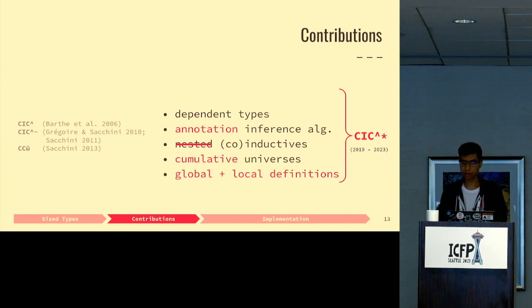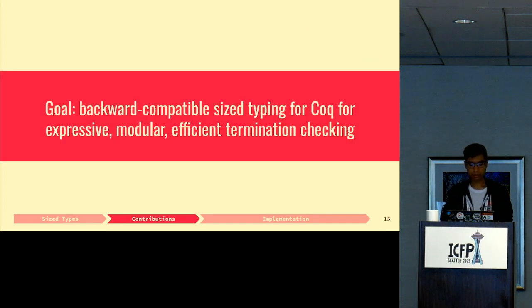Coq's core calculus also includes cumulativity and global and local definitions, which were missing from those past systems, so CIC hat star adds those as well. And of course, our biggest contribution is a prototype implementation of CIC hat star's size inference algorithm in the kernel of a fork of Coq 8.12. There are a few more subtle technical differences between CIC hat star and past work, but ultimately this is the goal we were aiming for.